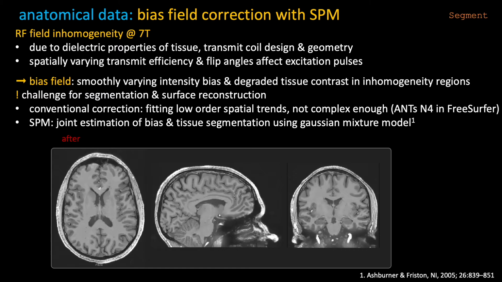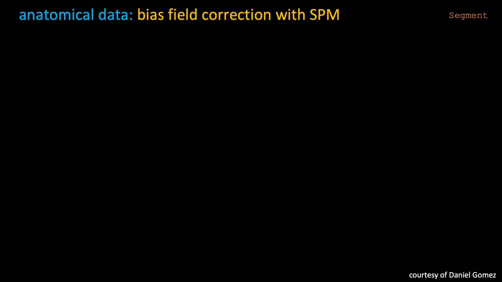So what we use instead, before we pass the data to FreeSurfer, we apply SPM joint estimation of bias and tissue segmentation. And this is an example of how it works. This is our data before correction. You can see pretty substantial bias fields. And this is after correction. But it is not that easy.